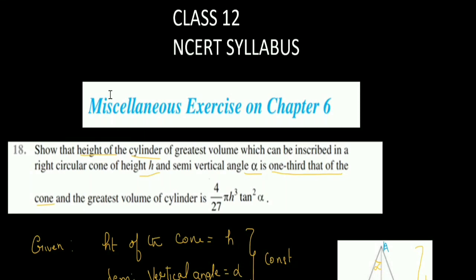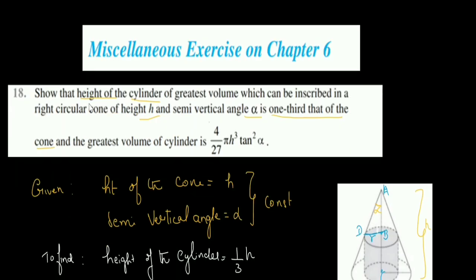Hello students, today we'll do miscellaneous exercise on chapter 6 question number 18. Show that the height of the cylinder of greatest volume which can be inscribed in a right circular cone of height h and semi-vertical angle alpha is 1/3 that of the cone, and the greatest volume of the cylinder is 4/27 pi h cube tan square alpha.